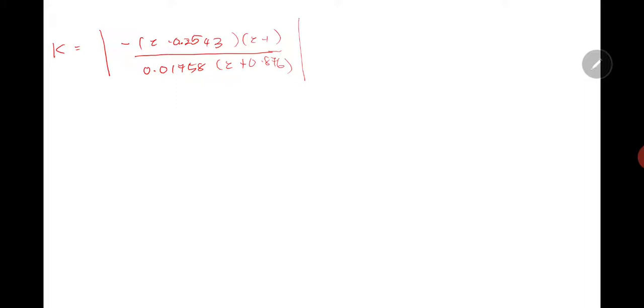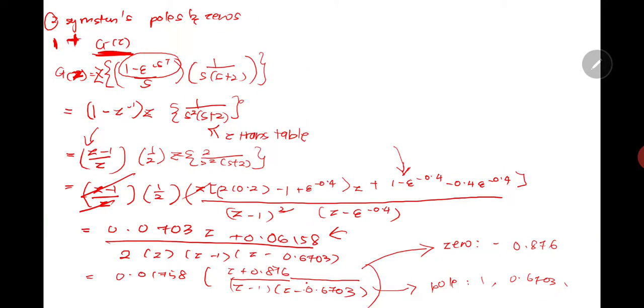We can assign these terms. Let's say we call this term A, this term B, and this term C. You can just simply assign, but you need to be consistent. So at the pole of 0.2543, we call it A, at the pole at Z equals to 1, we call it B, and at 0.876, we call it C. So remember this, and then we go back to the root locus.